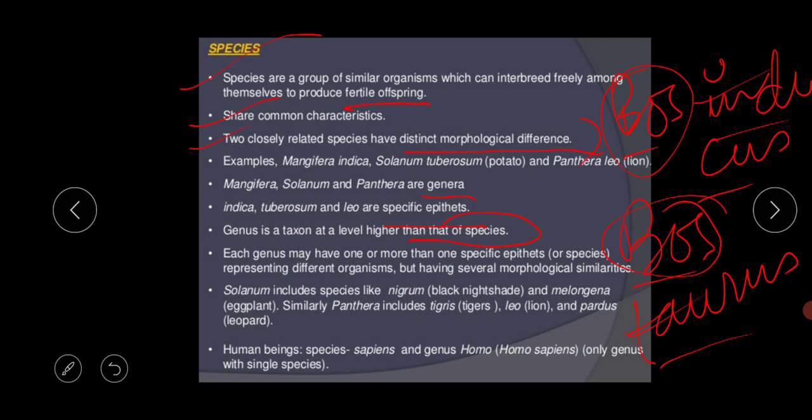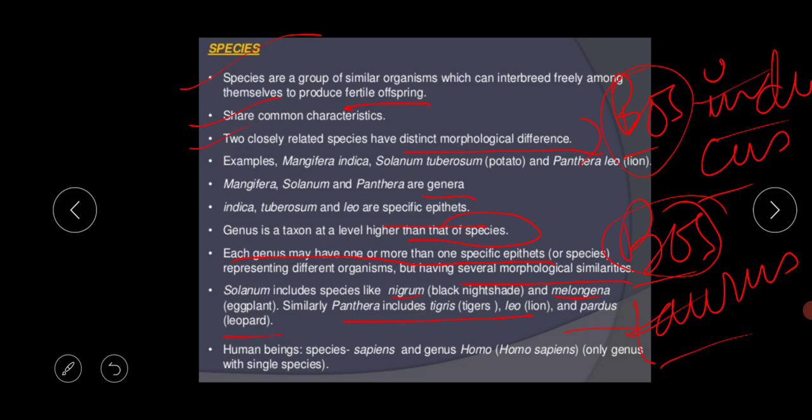So each genus may have one or more than one specific epithet, of different organisms but having several morphological similarities. It's not that Bos indicus is one organism and Bos taurus is an entirely different organism. They share some similar characteristics. So Solanum includes species like nigrum and melongena. Similarly, Panthera includes tigris and leo. Tigris means the tiger, Panthera leo means the lion, and Panthera pardus means the leopard.